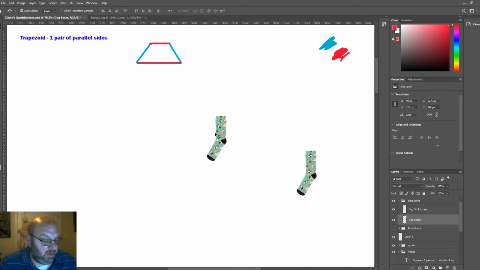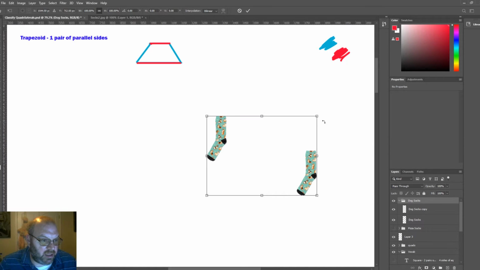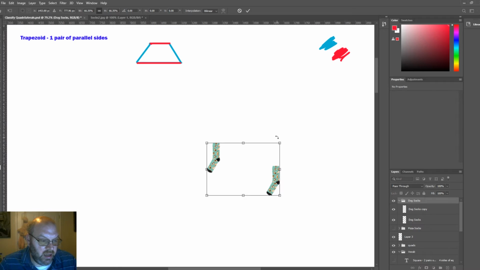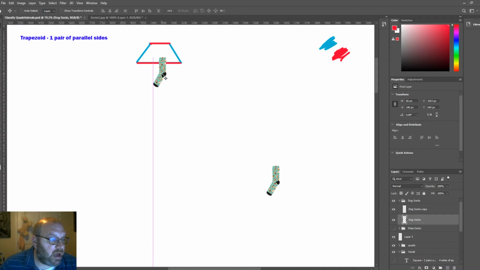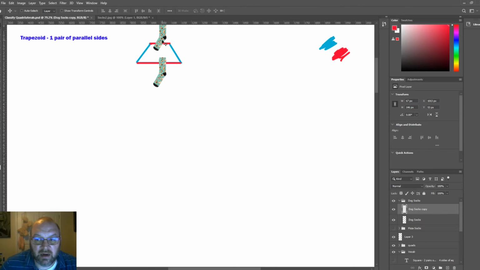And let me make these a little smaller. Let me make both of them a little smaller. Okay, so we got our dog socks. That can be our sides. We got one pair. We got dog socks up here. We got dog socks down here. That's one pair of socks, right? That's one pair of parallel sides. All right?